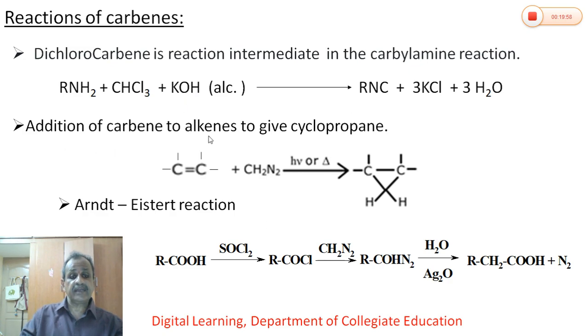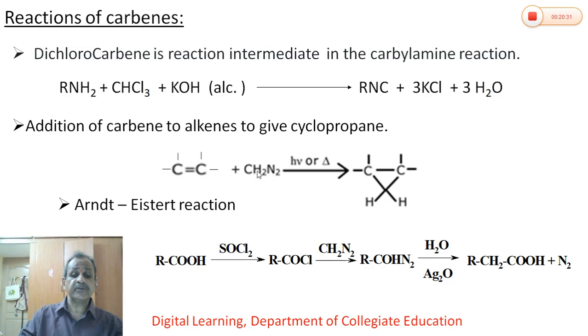Addition of carbene to alkene to give cyclopropane. When an alkene is heated with diazomethane or exposed to sunlight, CH2 carbene is generated as nitrogen is eliminated. That carbene reacts with the carbon-carbon double bond and a ring is generated between these two carbon atoms and this carbon. A 3-membered ring is generated, a cyclopropane derivative.